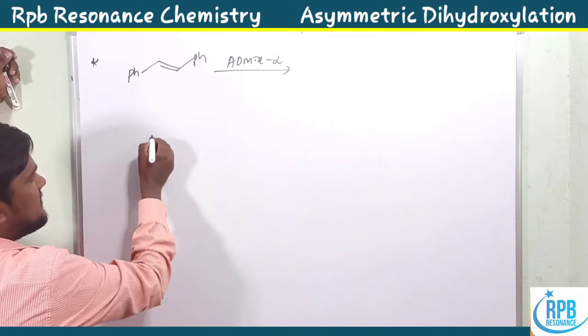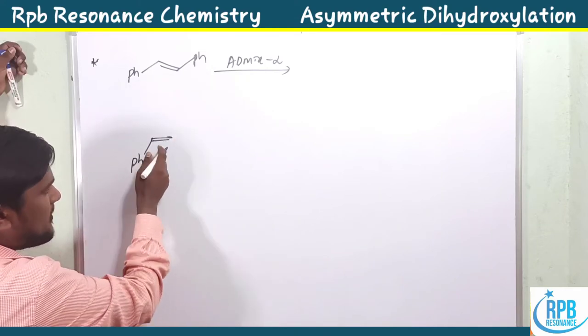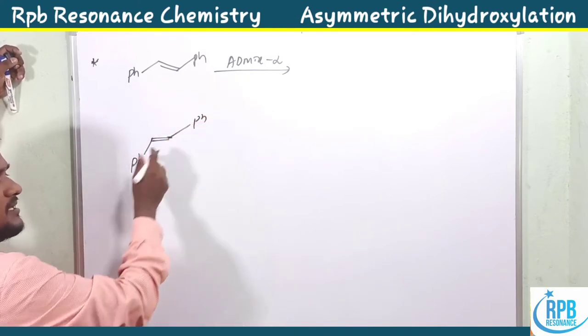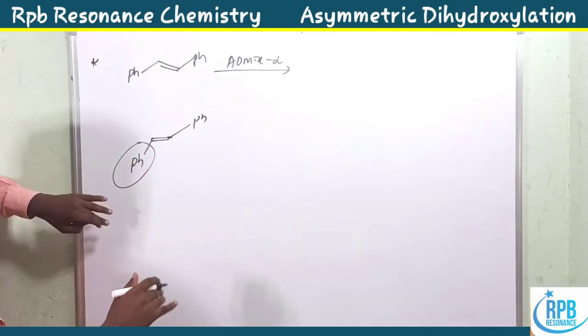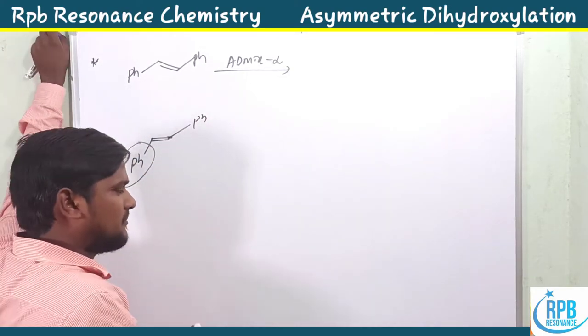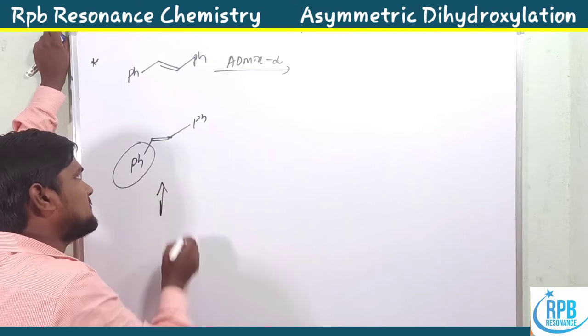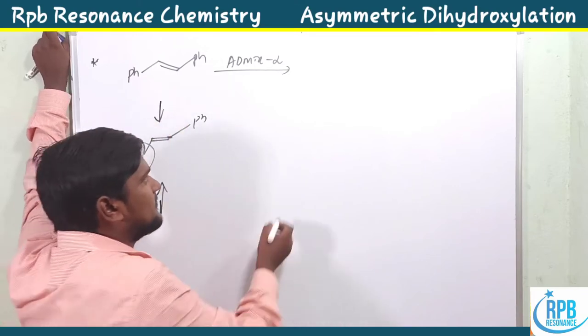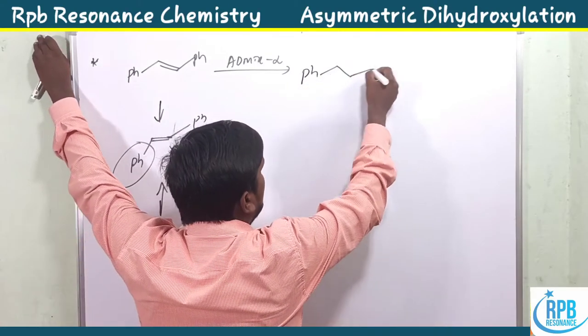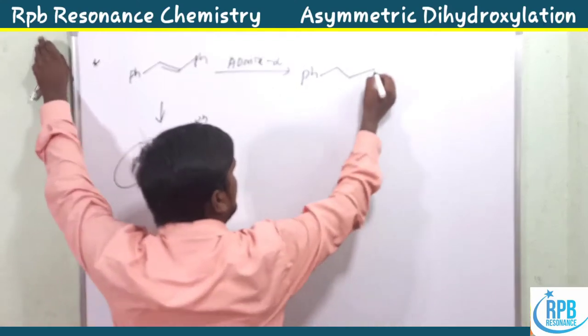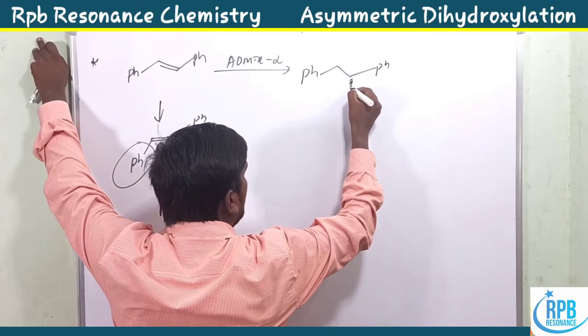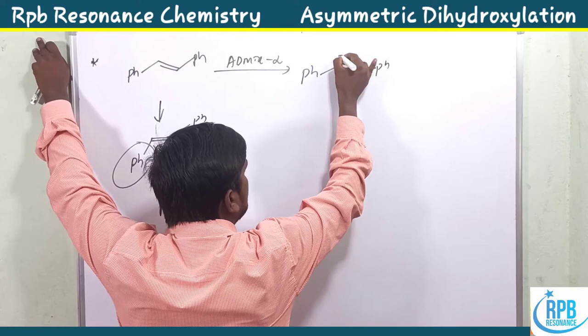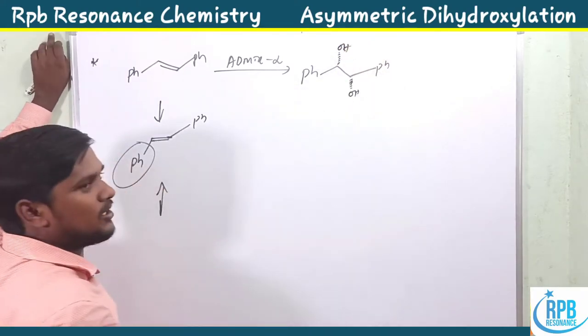So here the left side position indicates that the phenyl group is present at the left side, bottom position, doesn't matter. Large group present at the left side of the bottom carbon, then DHQ will favor the bottom side, DHQD will favor the top side. So DHQ favors the bottom side, and we will get two hydroxyl groups at the bottom position.